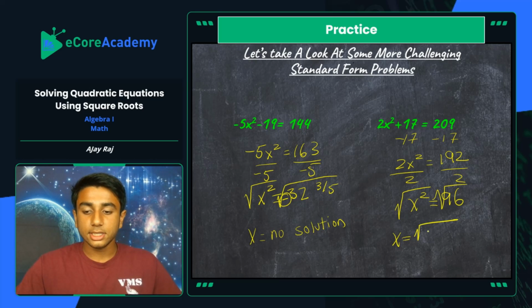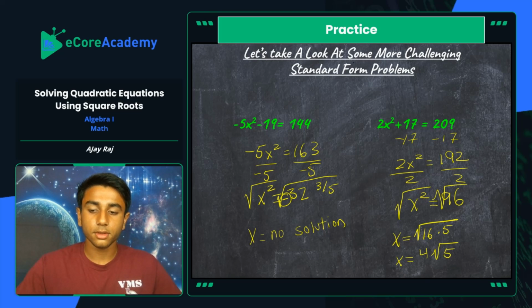So we're going to isolate 16 here. 16 times 6. Obviously, we're going to take out that 16 because the square root of 16 is 4. So we're left with x equals 4 times the square root of 6. And that's your answer.